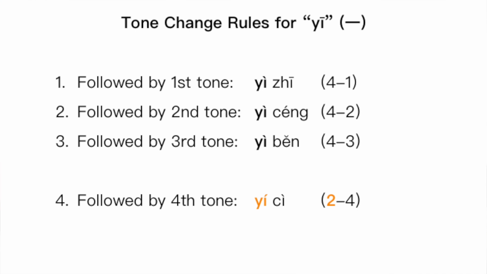If the following character is a first tone, a second tone, or a third tone, the yi that comes beforehand is going to be read as a fourth tone, right? 一只,一层,一本. And similar to 不, if the second word is a fourth tone, then we're going to rise up to meet it with a second tone. Yi will be read as a second tone. 一次,一次.